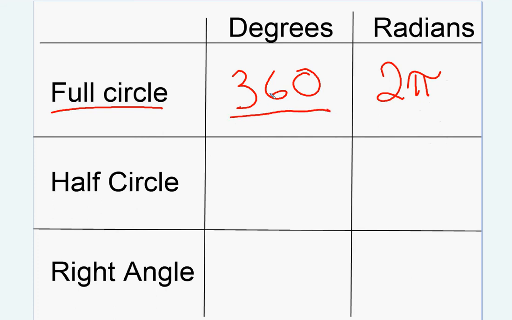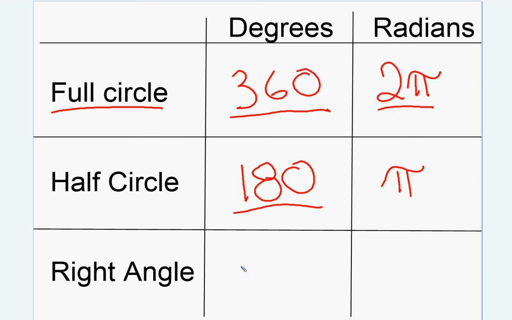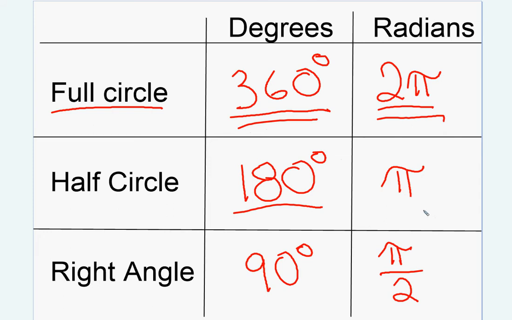If we cut a circle in half, half of 360 is 180. So half a circle is 180 degrees. In radians, that would be 1 pi. Half a circle is pi radians. If we cut 180 in half, we get a right angle, 90 degrees. And then to cut our radians in half, that would just be pi divided by 2, or half pi. So again, a full circle, 360, is 2 pi radians. A 90-degree angle is half pi. And a half circle is pi, which lands right in the middle.